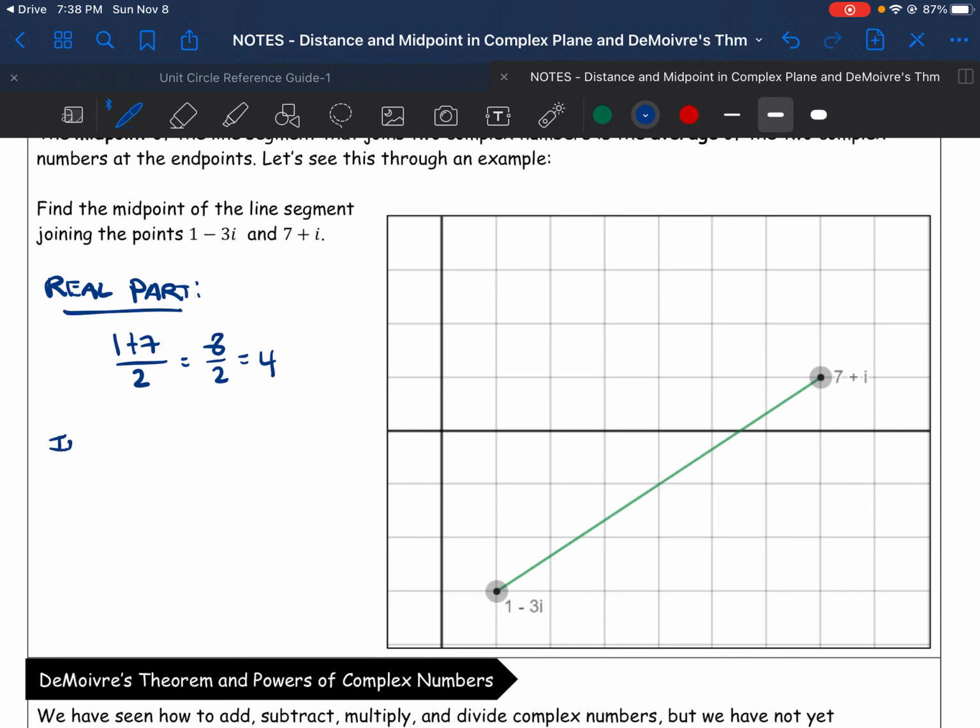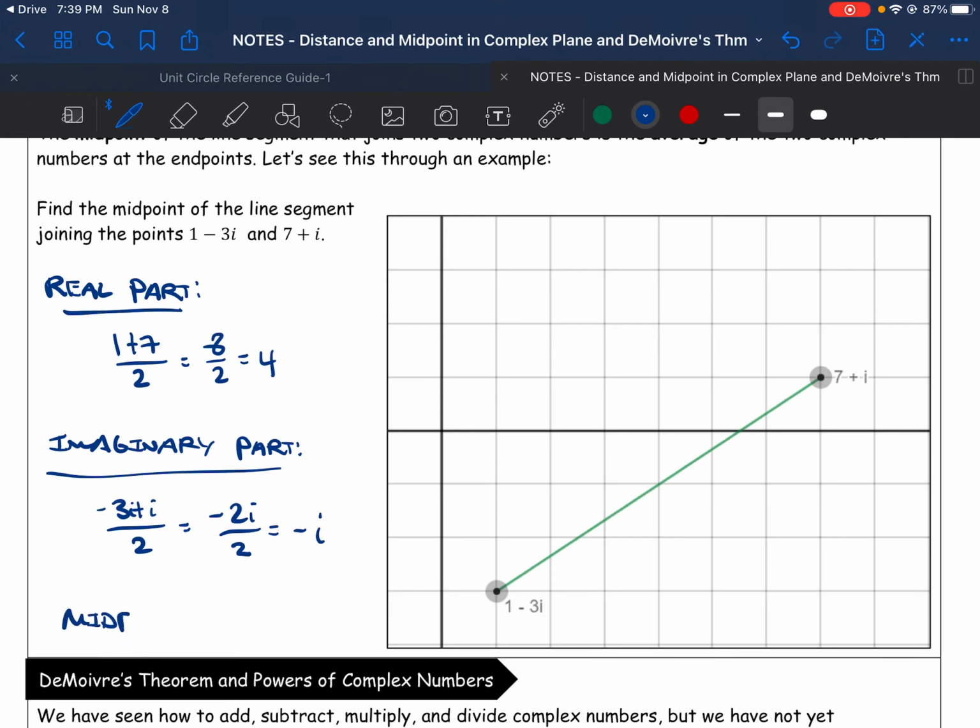Now let's find the imaginary part. Same deal. Let's add the imaginary parts together, negative 3i and 1i. We added 2 parts together, so divide by 2. Negative 3i plus 1i would give us negative 2i over 2, which reduces to just negative i. So the midpoint is simply the complex number 4 minus i.